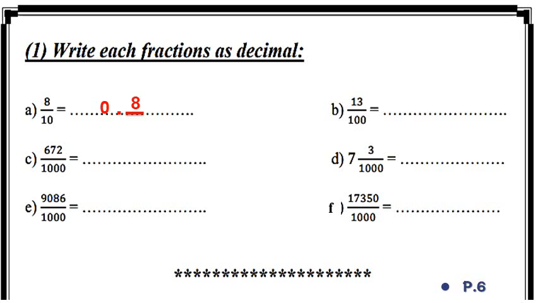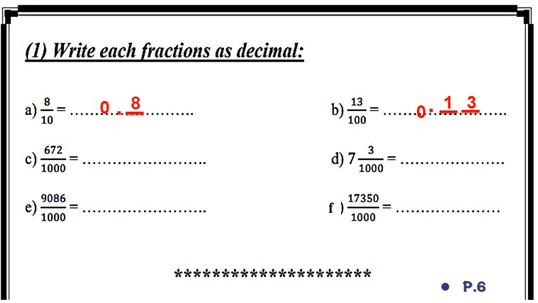Let's see. In letter B, we have 13 over 100. 100 here, we have 2 zeros. So we have to put how many dashes? We have to put 2 dashes, and then the decimal point. Now, start writing 13 from the right. Here we have 3, 1, and the whole part empty. We have to put 0. So the answer is 0.13.